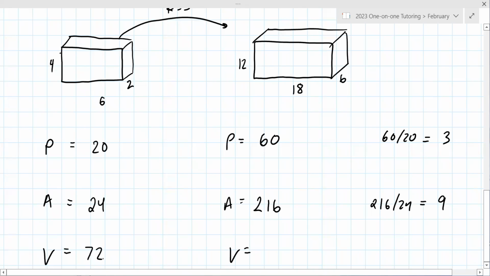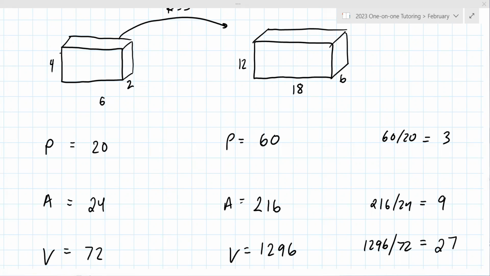The new one would be 12 times 18 times 6, which is 1,296. Okay. Now take 1,296 and divide it by 72. That would be 18. There's an error there then. It should be 27. Is that what you have? 12 times 18 times 6, 1,296. 1,296 divided by 72, 18.